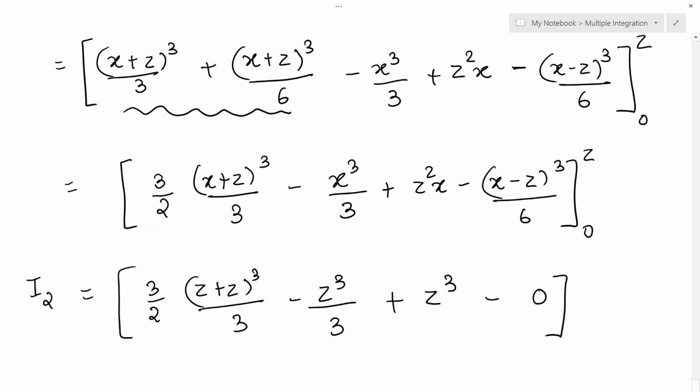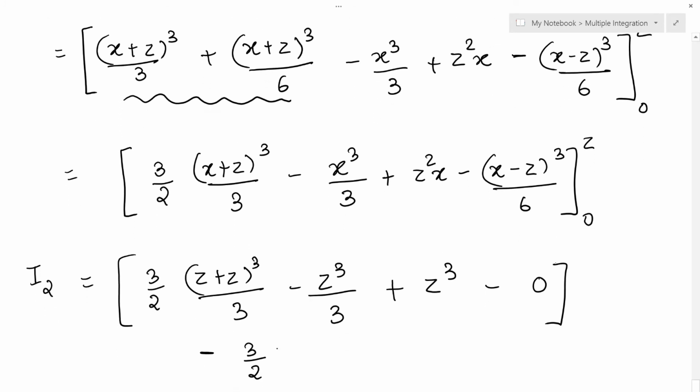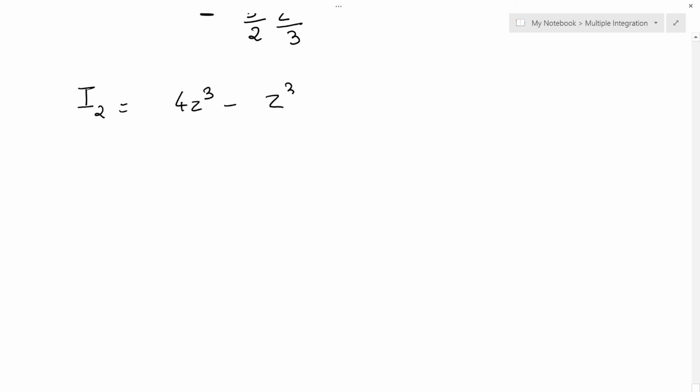Okay, and if I substitute the lower limit, you will have 3 by 2. So in place of x you have to substitute z cube by 3 and everything will be 0, right? So if I simplify this, I will get 4z cube minus z cube by 3 plus z cube by 2 plus z cube by 6.